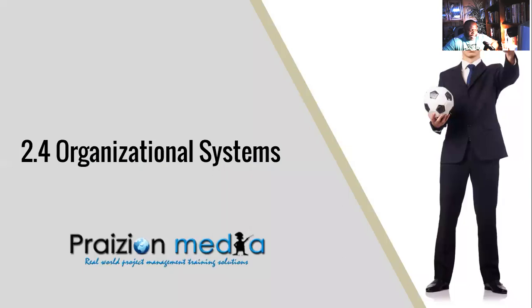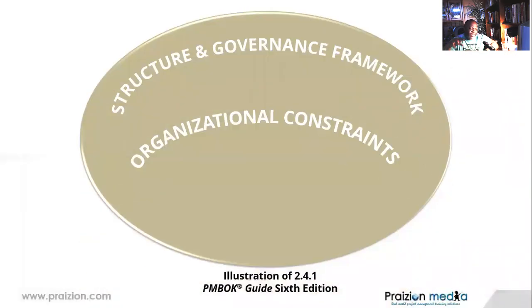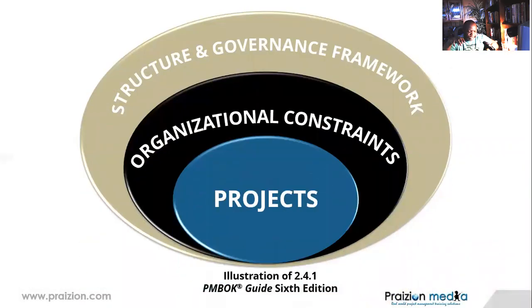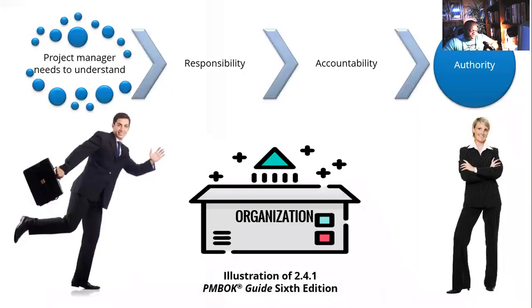And the big idea is projects exist within an organization. There are organizational constraints, and those organizational constraints are further impacted as a result of the structure of the firm and the governance framework. So for this chapter, you need to understand as a project manager, responsibility and accountability leads to your ultimate authority.